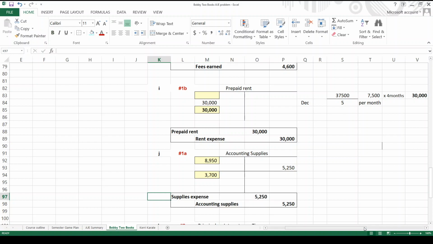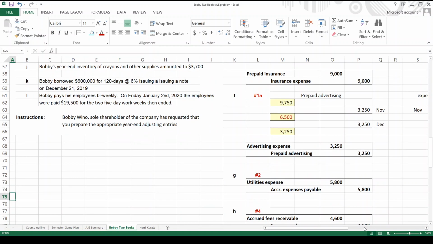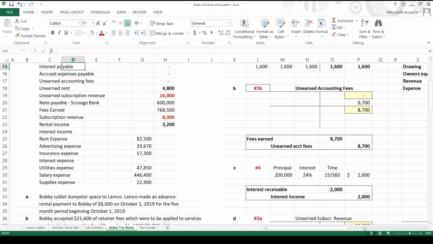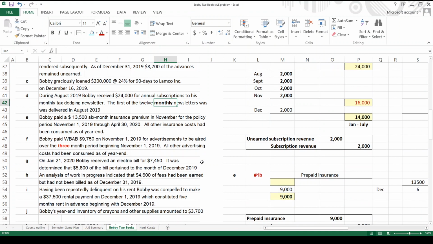All right, where are we now? K is in Karen. K. Bobby borrowed. He owes $600,000 for 120 days, 6%. When did he borrow the money? December 21st. Okay. We look up here. What do we find? We find $600K owed to Scrooge National Bank. Okay. We owe the money. Yeah. You know what's been building up, accruing, sneaking up on you? Interest expense.